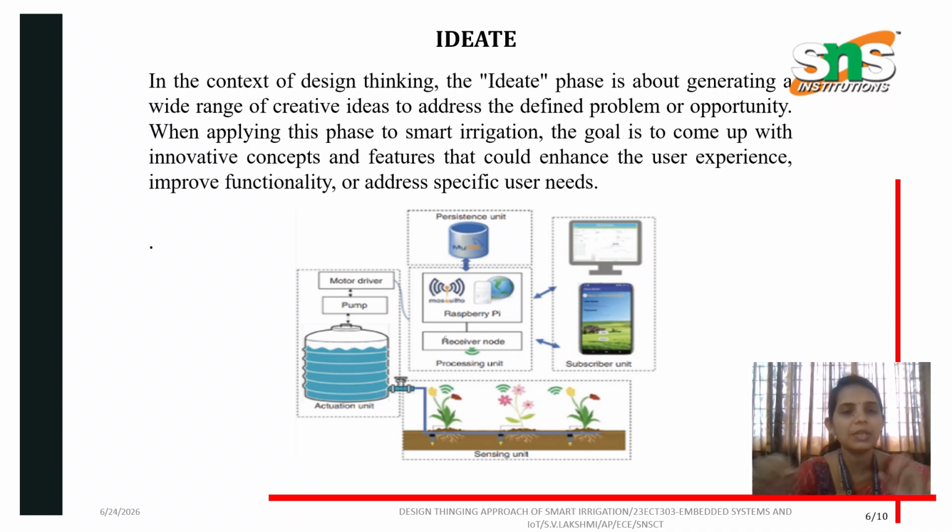The working principle here is that the soil moisture sensor measures the water content in the soil. Raspberry Pi receives the sensor data, and the measured values are compared with the predefined threshold values. If soil moisture falls below the threshold, the Raspberry Pi activates the water pump through the relay module. When sufficient moisture is achieved, the pump automatically turns off, and data can be displayed locally or uploaded to a cloud platform for remote monitoring. So this is the ideate phase.